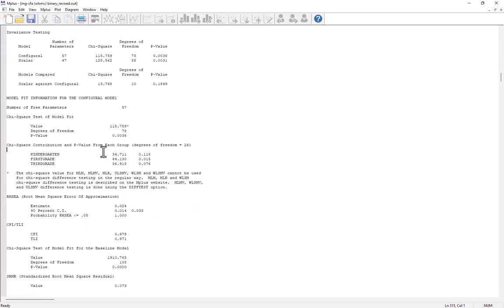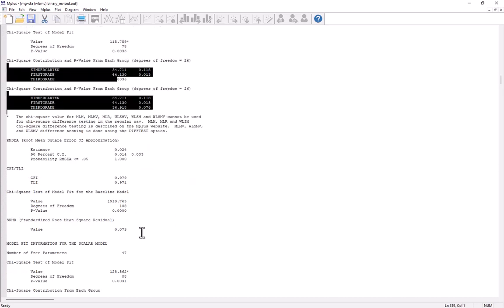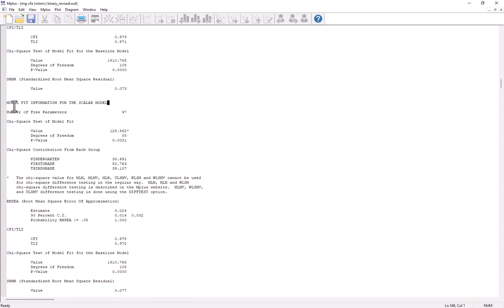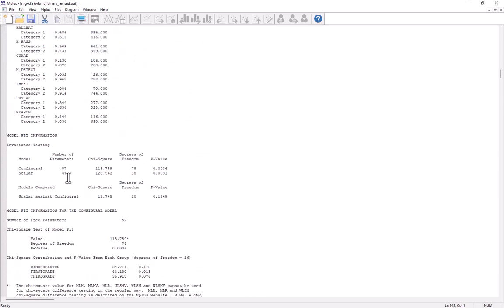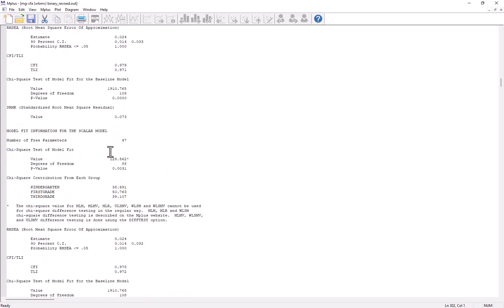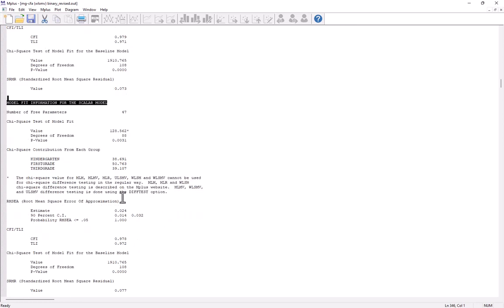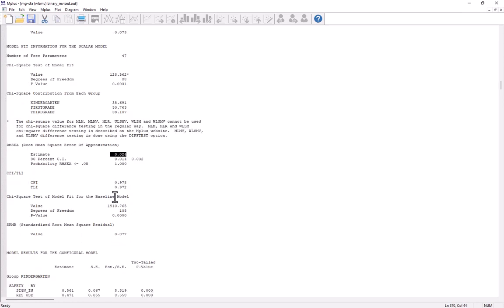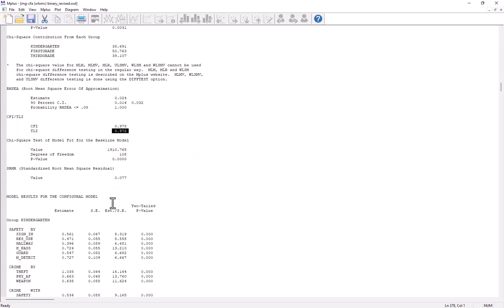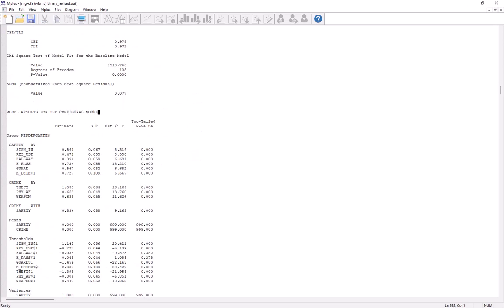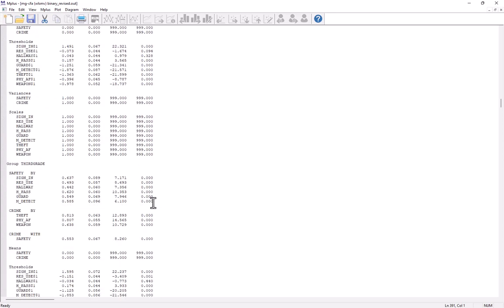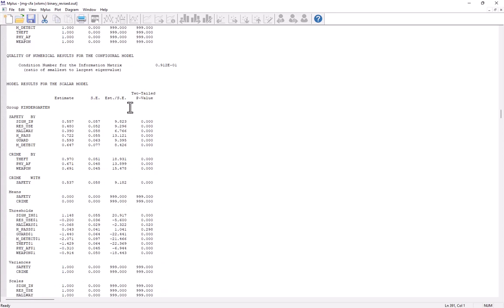the chi-square for each group, the chi-square contribution, and then Mplus first presents model fit information for the configural model, and the model fit information for the scalar model. You can see here that the root mean squared error is 0.024, CFI is 0.978, and TLI is 0.972, so there is close fit of the scalar model. And then Mplus shows the results for the configural model, and the scalar model.